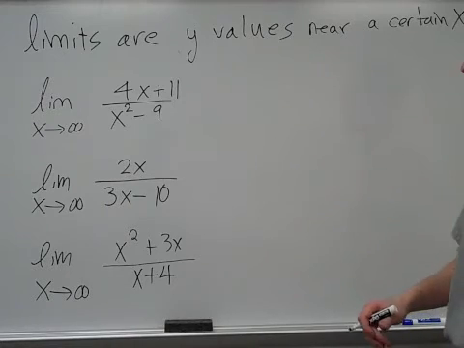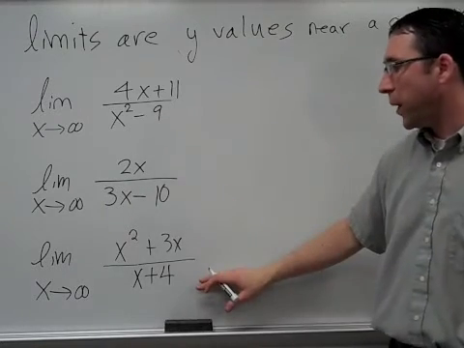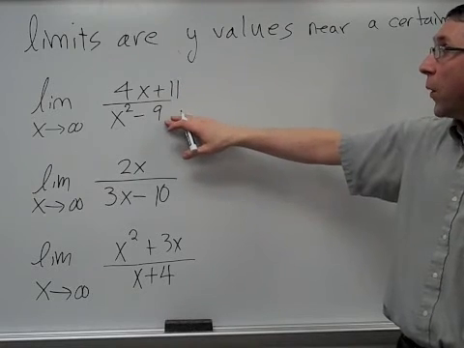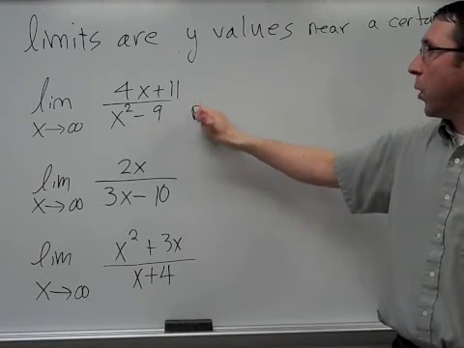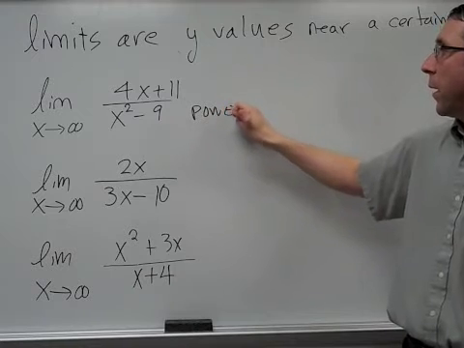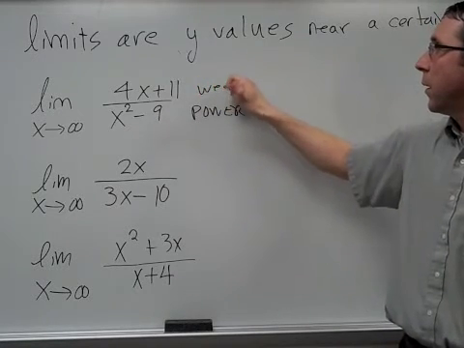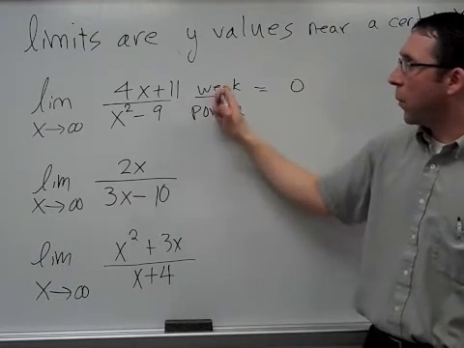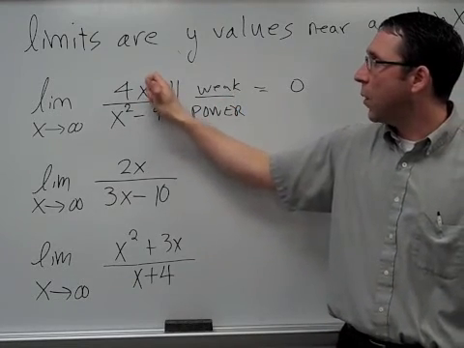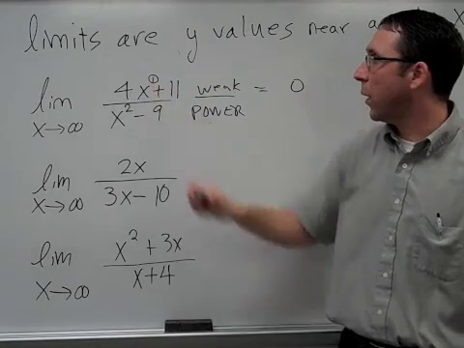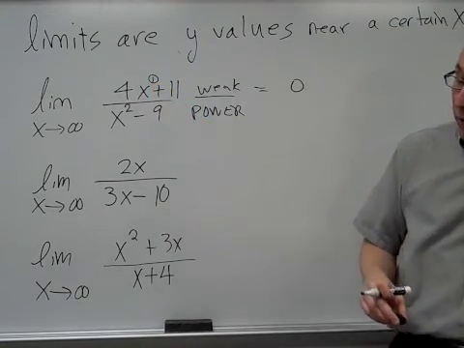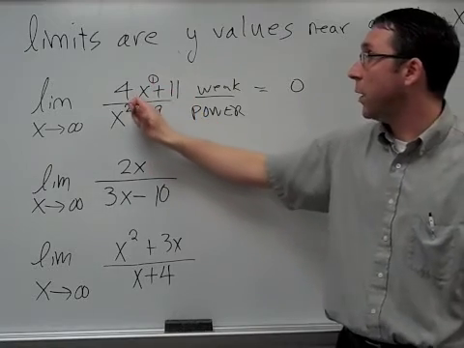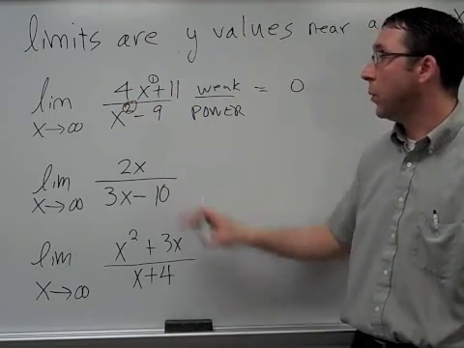Limits as x approaches infinity. Basically, there are 3 different possibilities. You could have more power in the denominator. When there's more power on the bottom and it's weaker on the top, the answer will always be 0. And you can tell which is more powerful by taking a look at the highest power, which is called the degree of the expression. The highest power on the top is 1. The highest power on the bottom is 2.